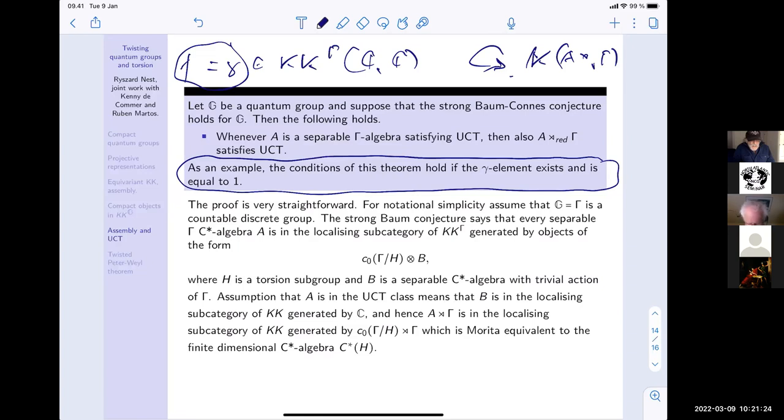Okay, so suppose this holds, right? Then you get the following theorem. If I've got a separable C-star algebra which satisfies UCT, then also the crossed product satisfies UCT.